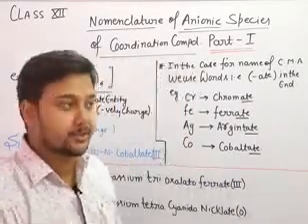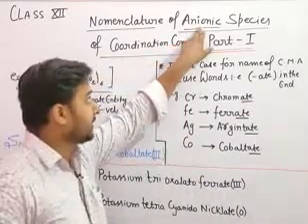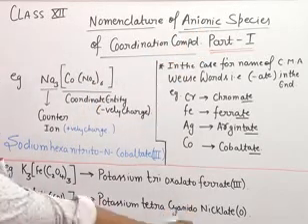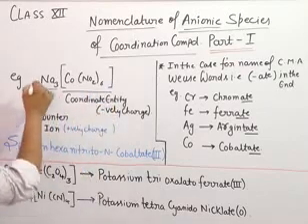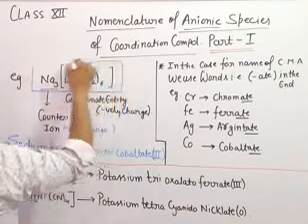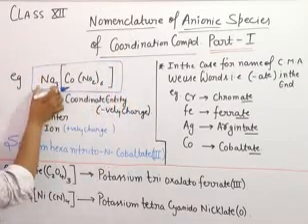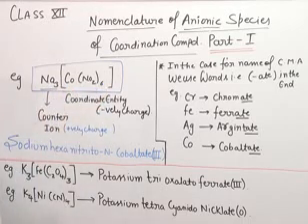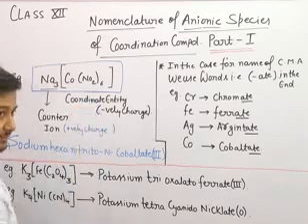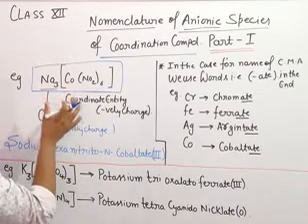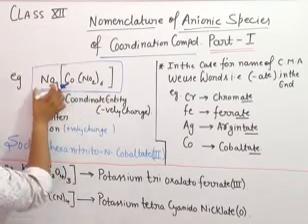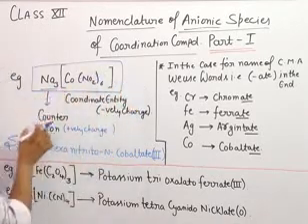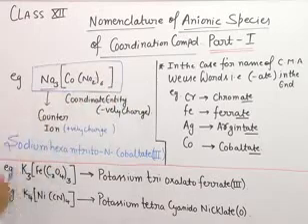Today we'll do the nomenclature of anionic species, meaning such kind of coordination compound in which the counterion comes first and then the coordinate entity. In the previous lecture we discussed coordination compounds in which the counterion is at the back of the coordinate entity, but now we are discussing the counterion at the front of the coordinate entity.